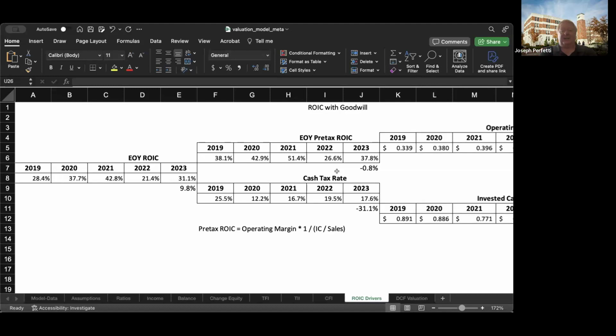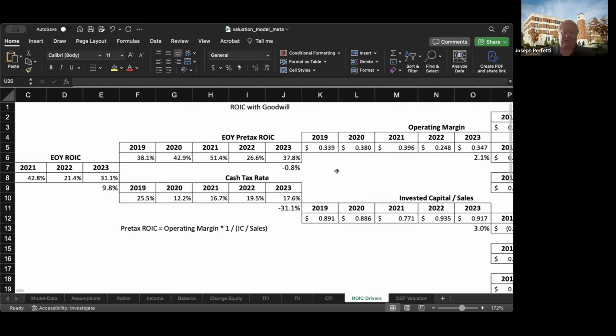Now, we also saw a slight drop in the pre-tax ROIC from 38.1 to 37.8. So that was a negative 0.8% 5-year decline. Again, it did surge to 51% in 2021 before falling to 37.8 in 2023. But essentially, it's kind of flat, but a little bit lower over a 5-year period of time for the pre-tax business. Why? Now we go to drivers number 2 and 3.